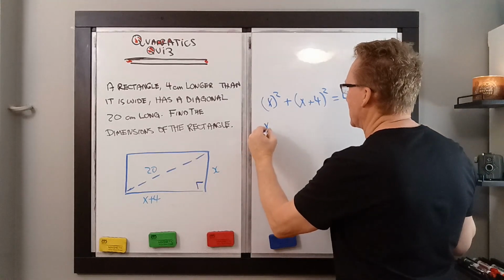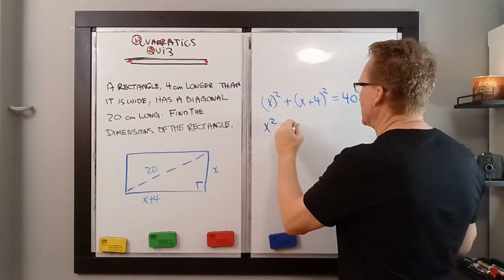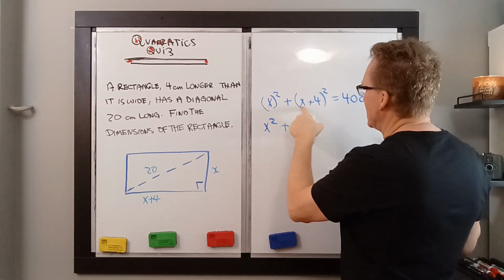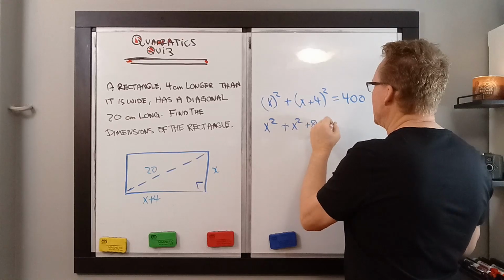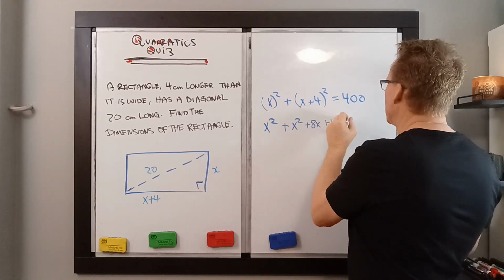This is, of course, just x squared. This term here has an x squared in it, and then it has 4x plus 4x, so that's going to be 8x, plus 16, that's the back term, is equal to 400.